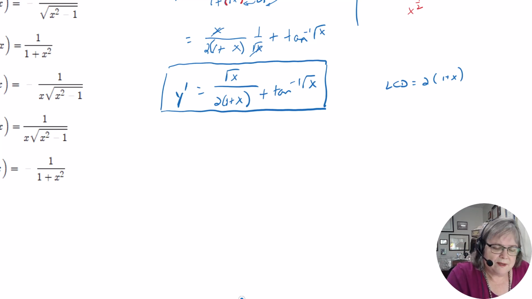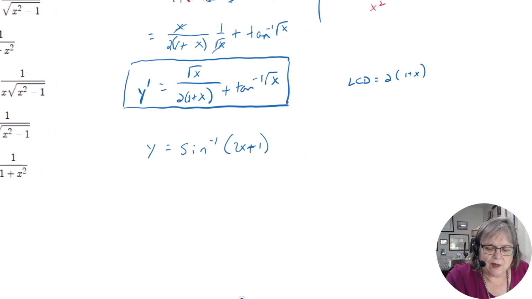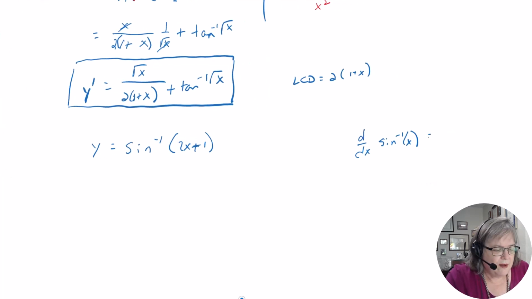Okay, let's do another one. So y is equal to the arcsine, or inverse sine, of 2x plus 1. All right, so over here, the derivative with respect to x of the inverse sine of x is 1 over the square root of 1 minus x squared. Okay?